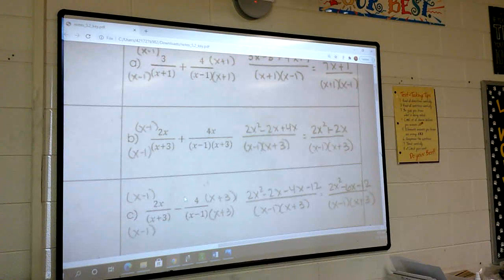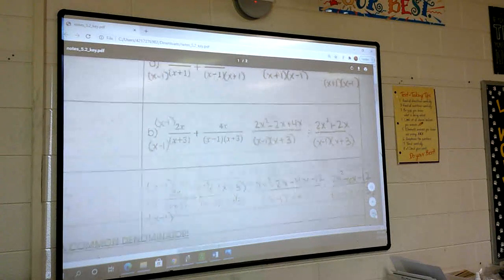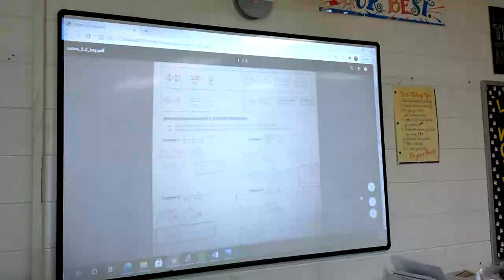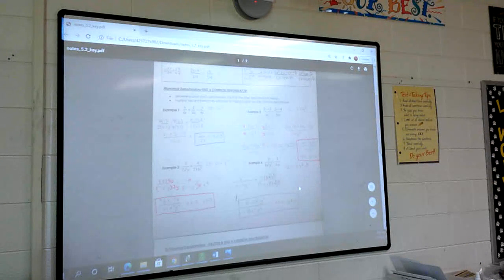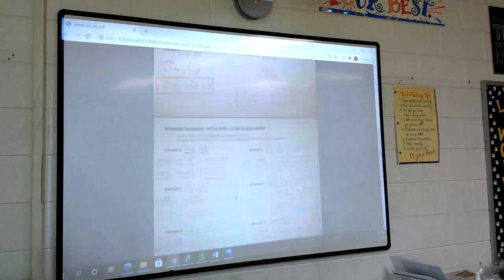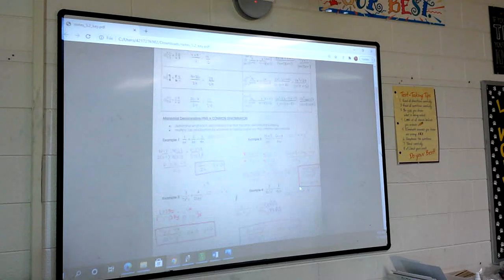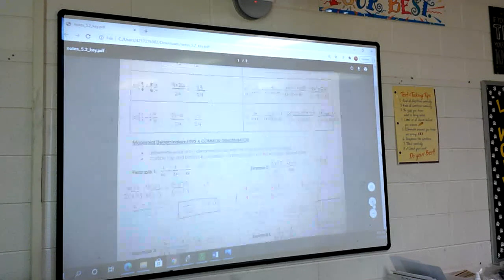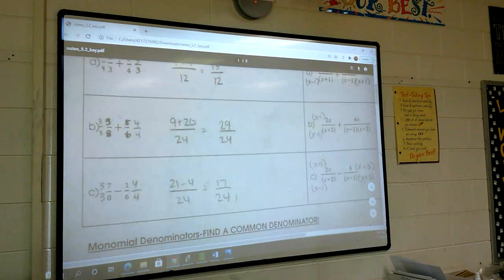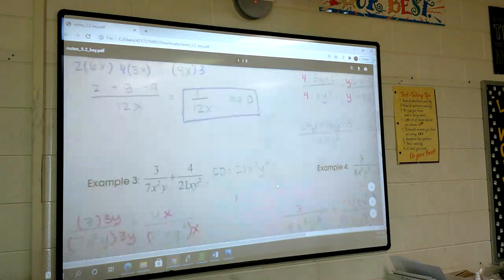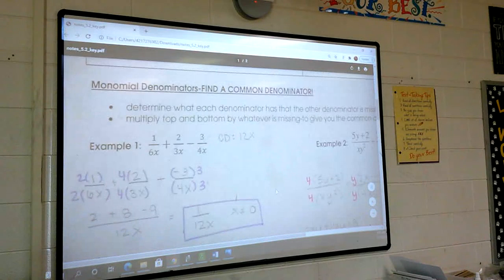So this is the same as when you just had numbers, except now there's x's. It doesn't have to be any more difficult just because there's x's now. All right, so I'll zoom out. Now, we're going to scroll down and do these 4 examples. We're not going to have to do the second page, but we do need to get through the 4 examples on here for page 1. So monomial denominators. It says find a common denominator.